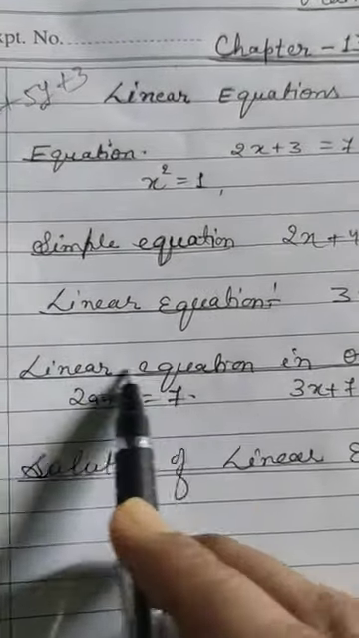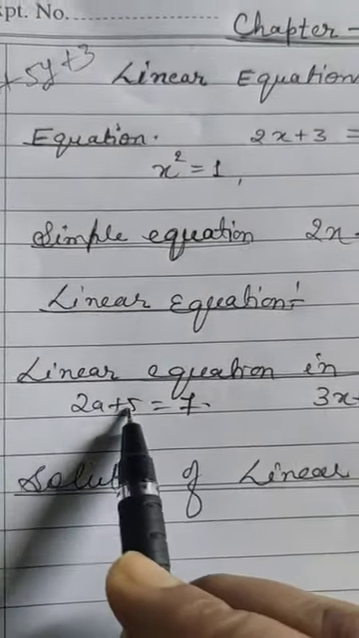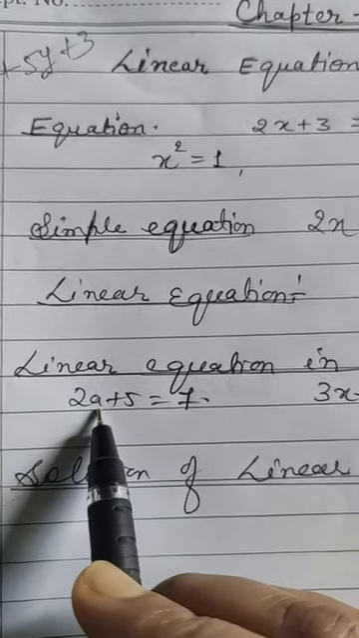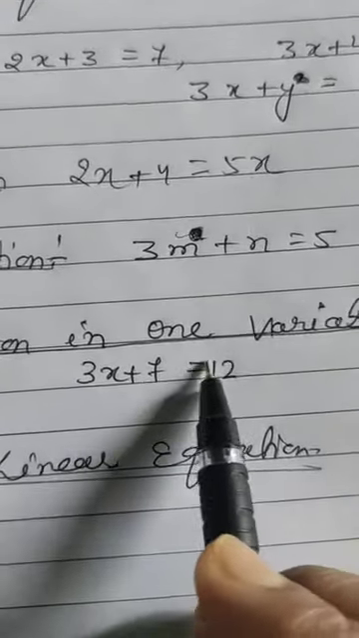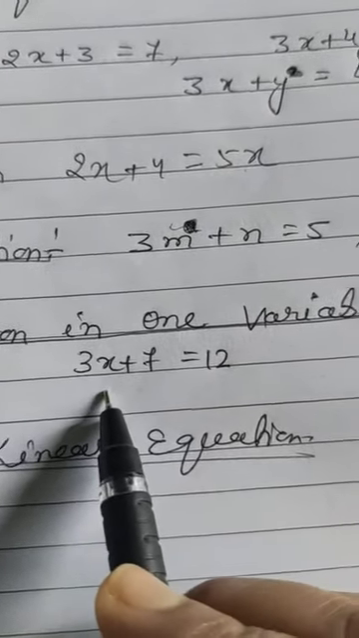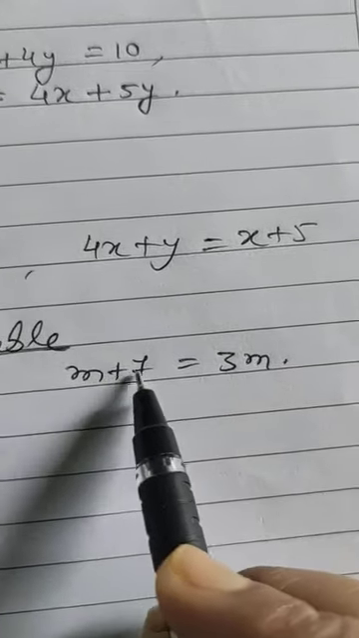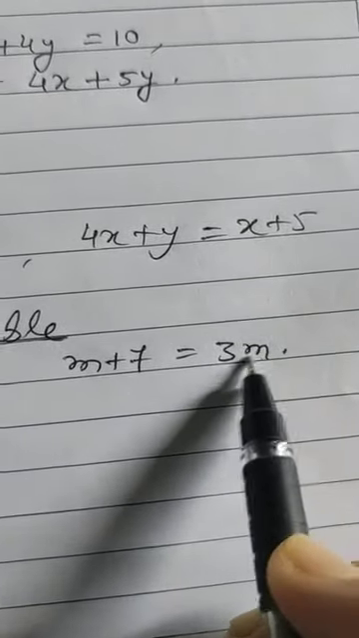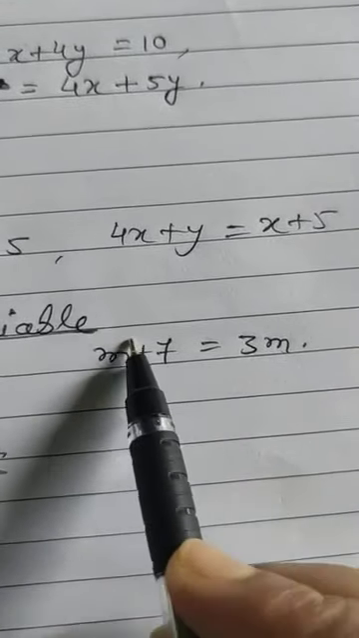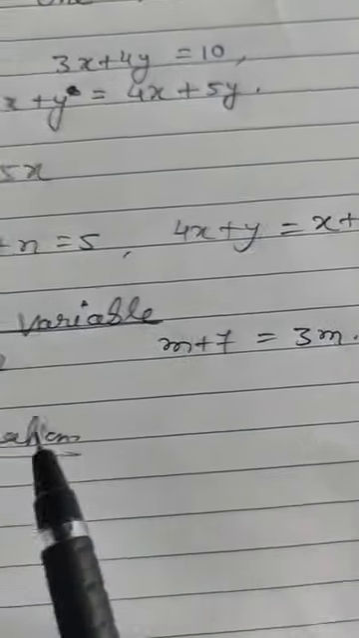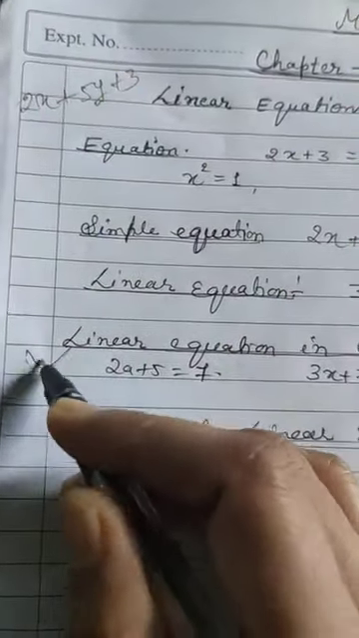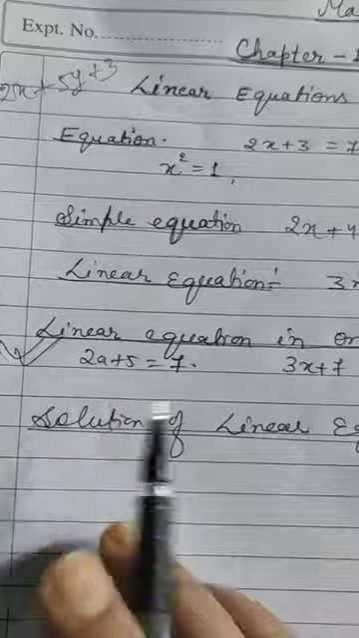Only one variable in one equation. 2a plus 5 is equal to 7: there is one variable and its highest power is 1 only. 3x plus 7 is equal to 12: there is only one variable and its highest power is 1 only. m plus 7 is equal to 3m: here also m, here also m. There is one variable used in this equation and its highest power is 1 only. So it is called linear equation in one variable. Understood now linear equation in one variable?